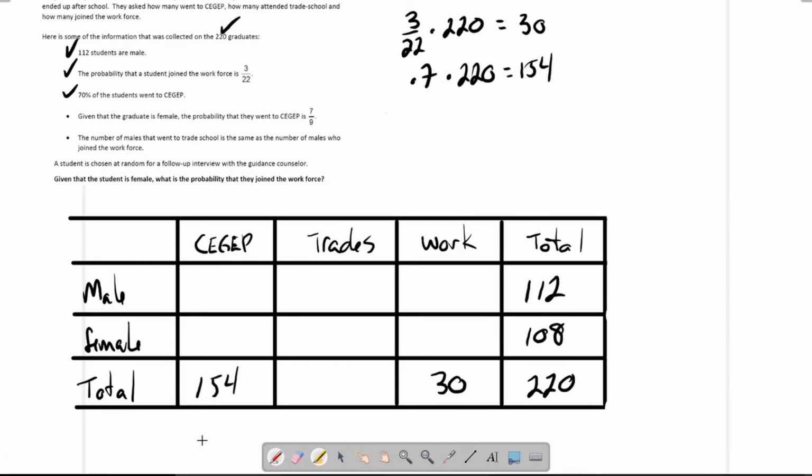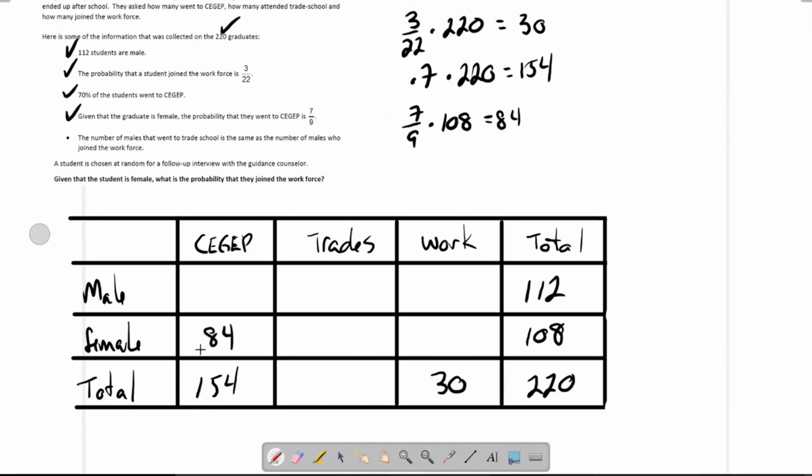So we can add that to the table. Now we're given that the graduate is female. The probability they went to CEGEP is 7 out of 9. So we're looking at the female line. We've already got the 108 in the total. So we can go ahead and say, taking 7 out of 9 times 108, which equals 84.